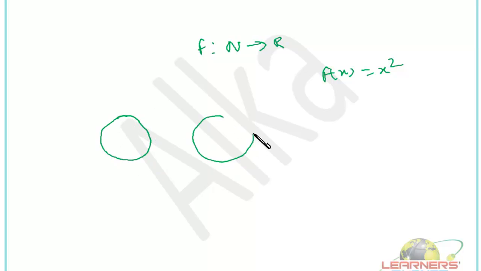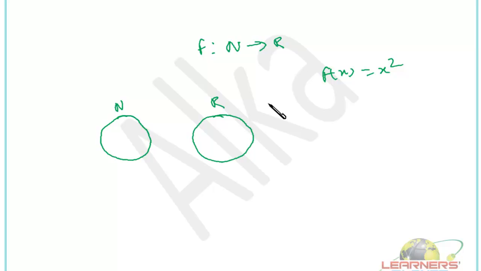Now friends, let me take some random examples and check whether the given relations are functions or not. Suppose f is defined from N to R and f(x) is equal to x square. Now what is happening here? Domain is natural numbers and codomain is real numbers, right? This is the circle of natural numbers, and this is the circle of real numbers. In this set we have all the natural numbers, that means from 1 to infinity, and in this set we have all the real numbers.